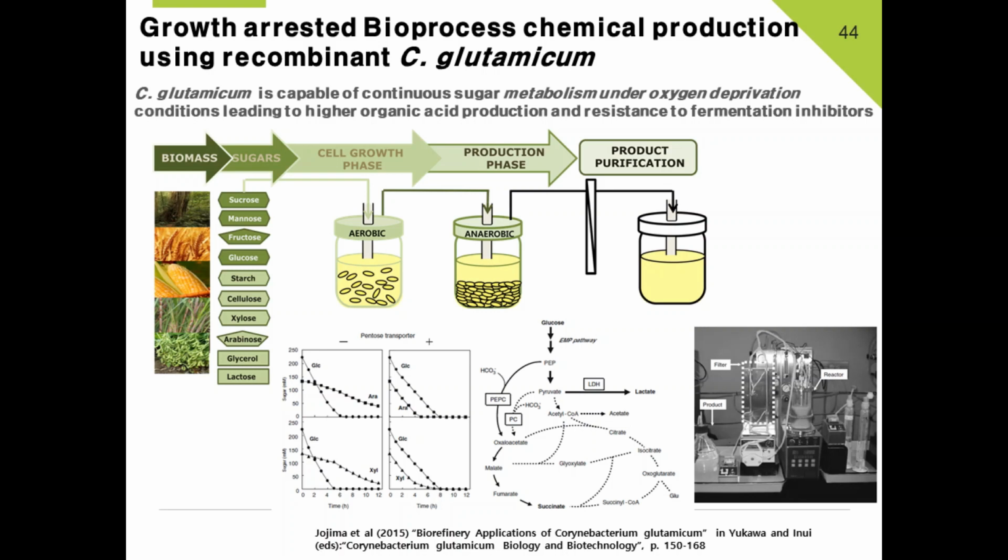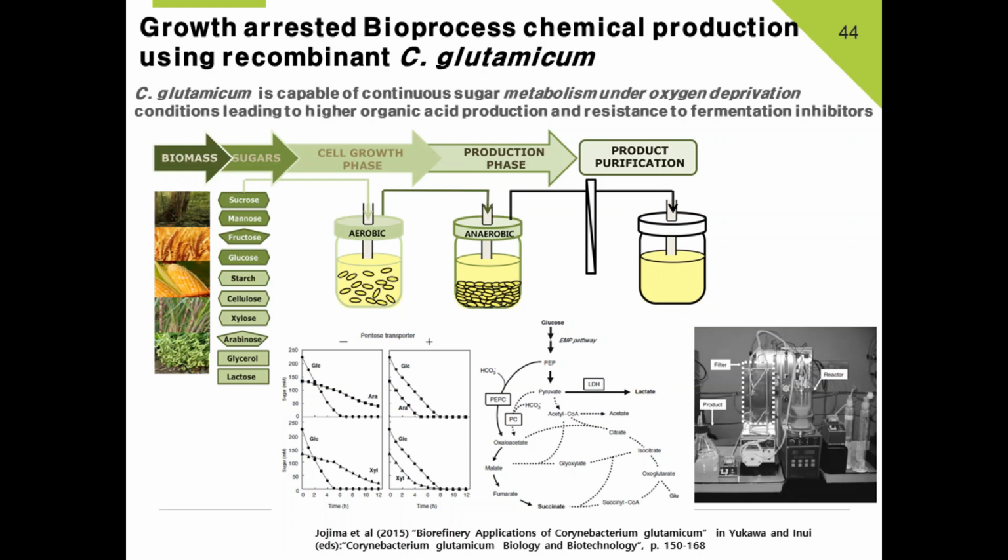Now, another advantage to using Corynebacterium for biorefinery is that it's capable of growth-arrested bioprocess chemical production. What I mean by this is that the strain is capable of continuous sugar metabolism under oxygen deprivation conditions, which leads to higher organic acid production and resistance to fermentation inhibitors. So this just means that the biomass, the cell growth phase, is separated from the production phase.